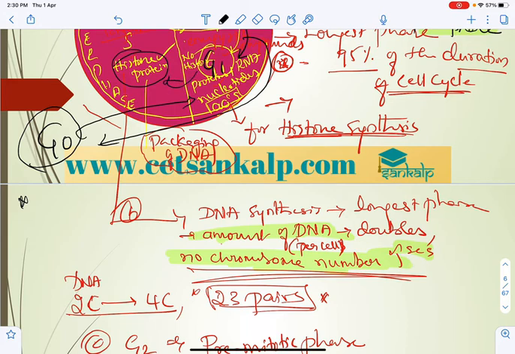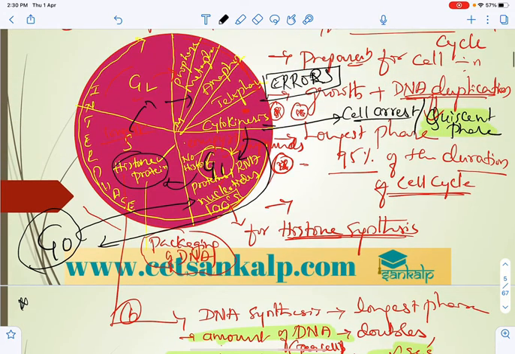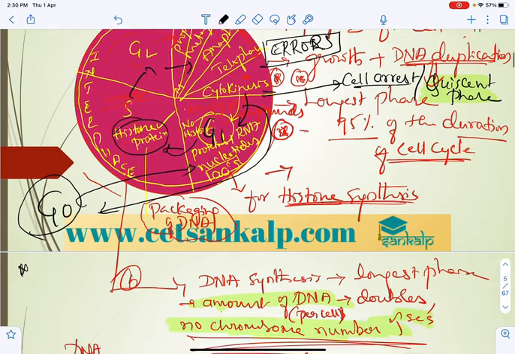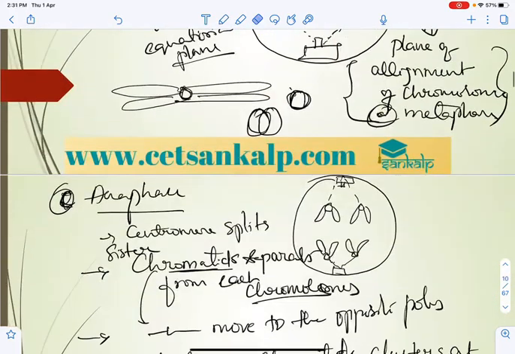continue the cell cycle, right. So this is the thing you have to keep in mind. That is why cells do not divide: they exit G1 to enter an inactive stage called G0. What is that? The phase. So these are the things. We'll take some questions related to this.